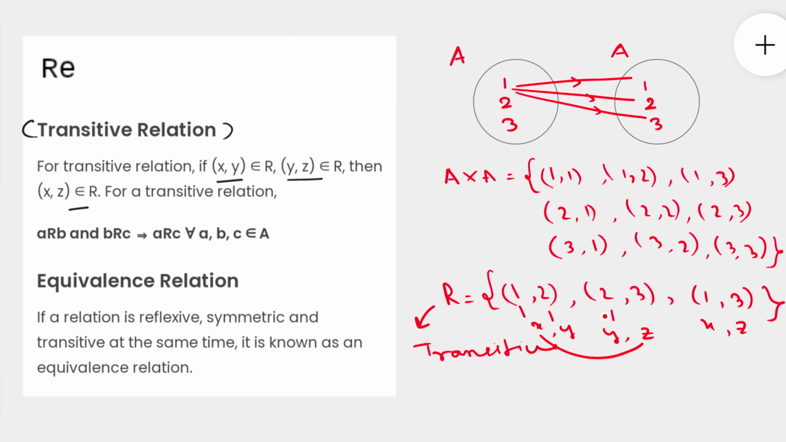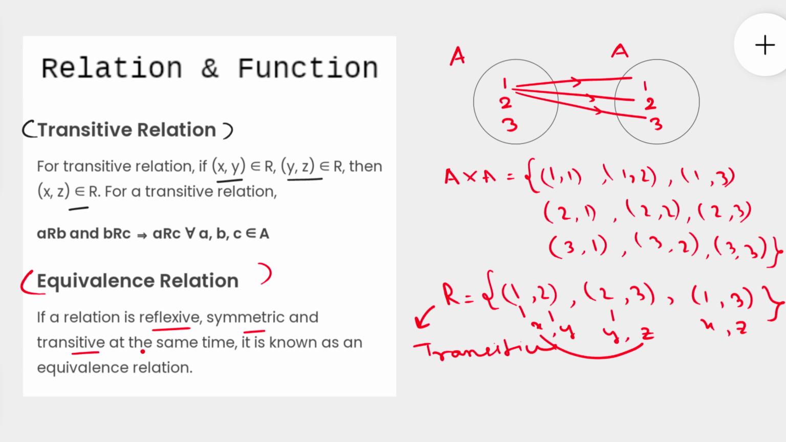And if all these 3 conditions are being followed by any relation, that is the relation is reflexive, symmetric and transitive at the same point of time, then this particular relation will be known as an equivalence relation. As you can see, if a relation is reflexive, symmetric and transitive at the same time, it is known as an equivalence relation.